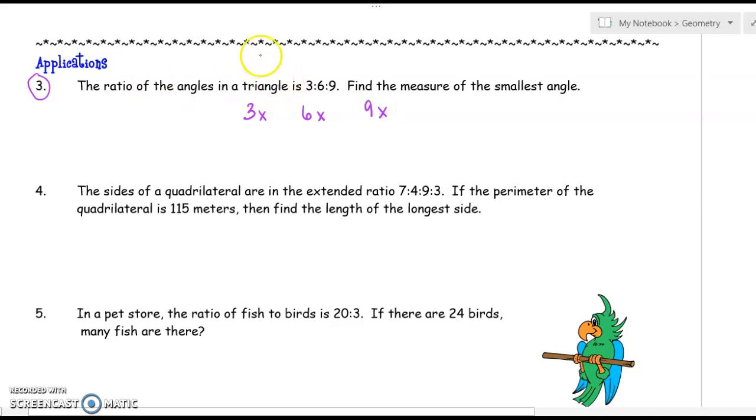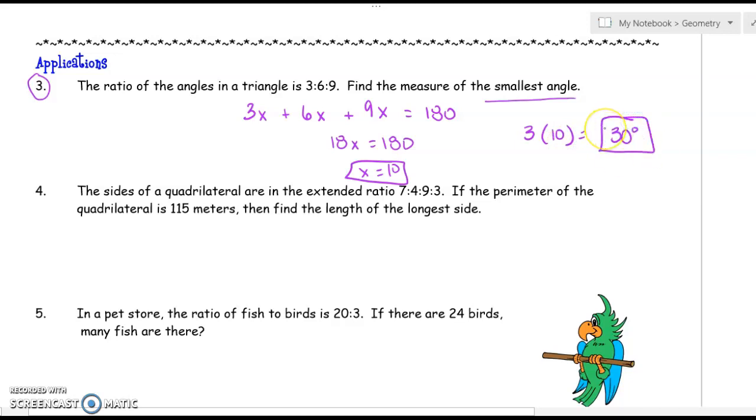And since they're all angles in a triangle, we know that there's 180 degrees in a triangle. So all 3 of those angles are going to add up to 180. If you add those up and solve, you're going to get 18x equals 180. And divide by 18, x is going to be 10. Once you get x is 10, we're finding the smallest angle. Well, between 3x, 6x, and 9x, 3x is going to be the smallest. 3 times x, 3 times 10, you're going to get 30 degrees. So that's going to be your smallest angle, is 30.